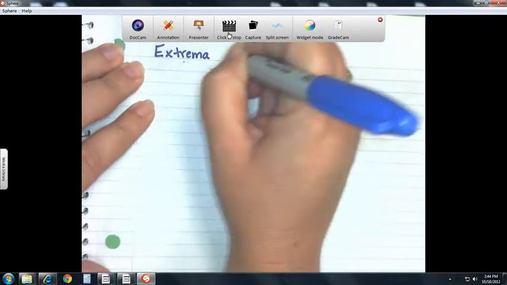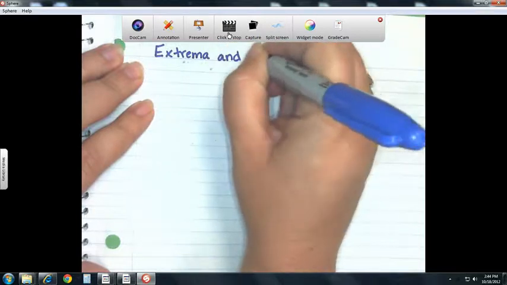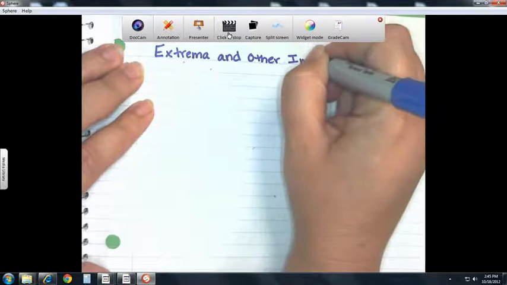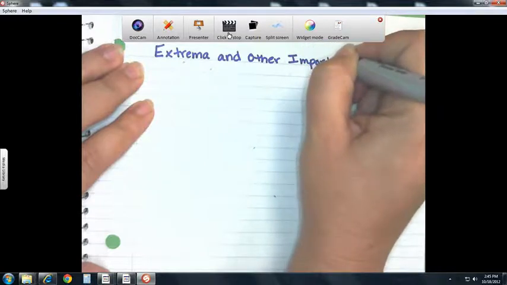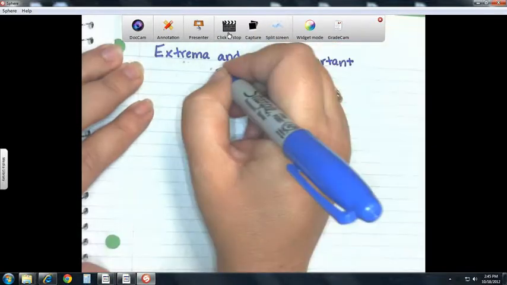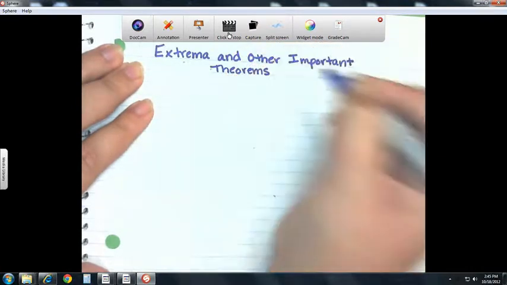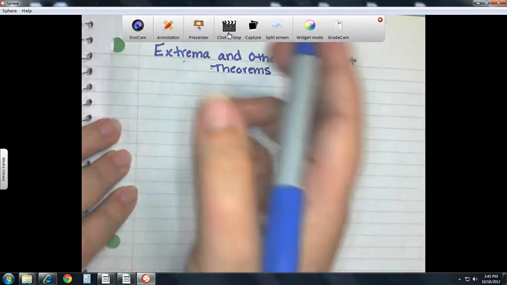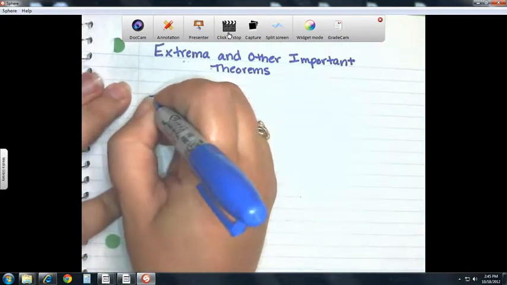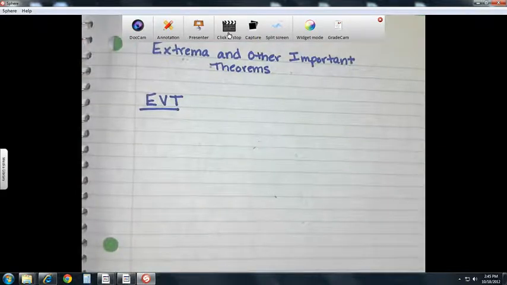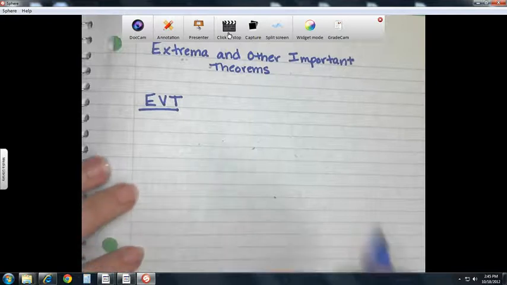Extrema and other important theorems. Okay, and we're going to start off with the EVT. Any guesses what EVT stands for? Extreme value theorem.